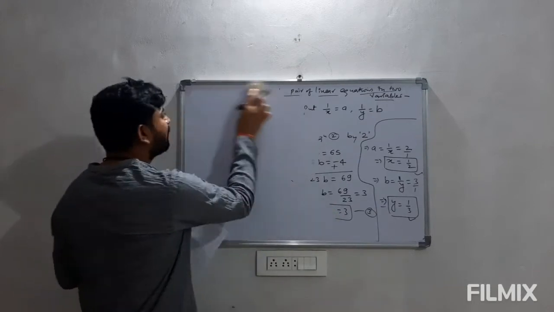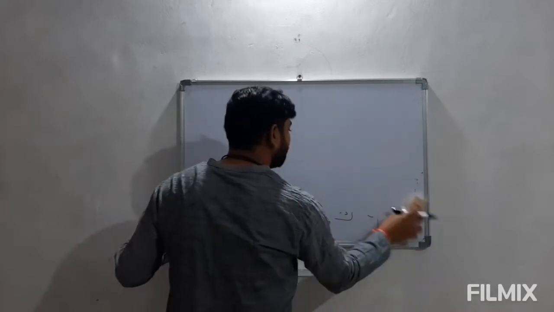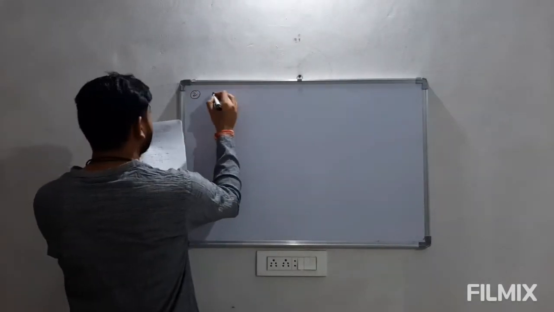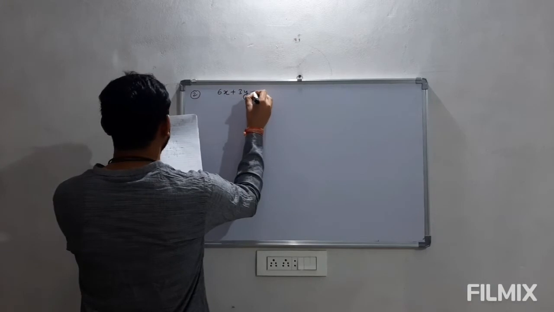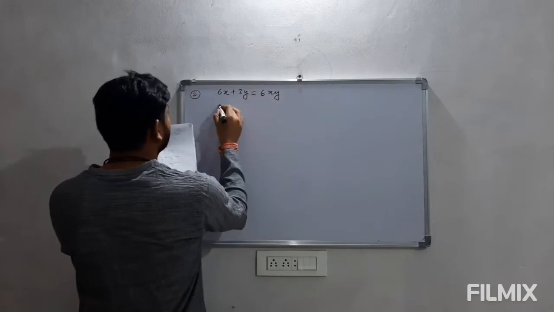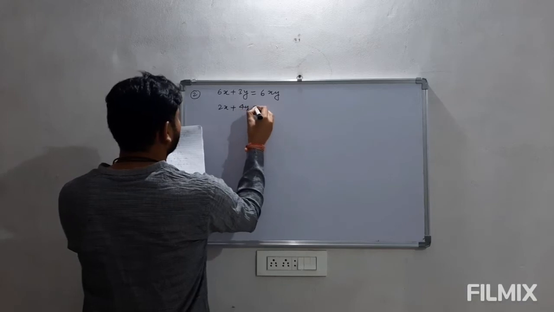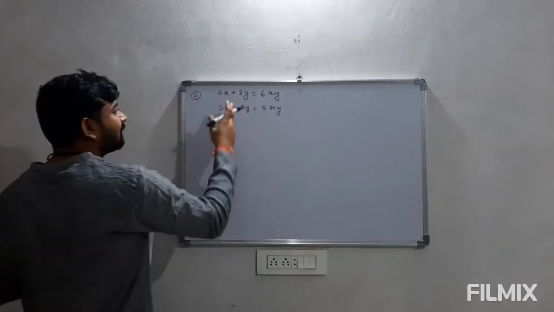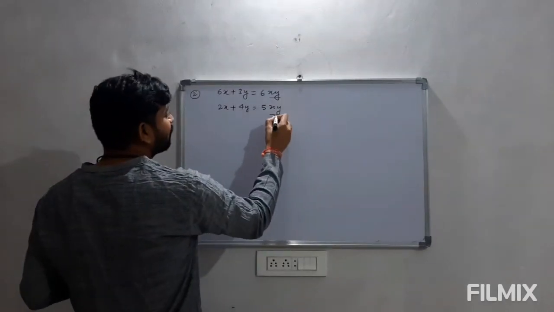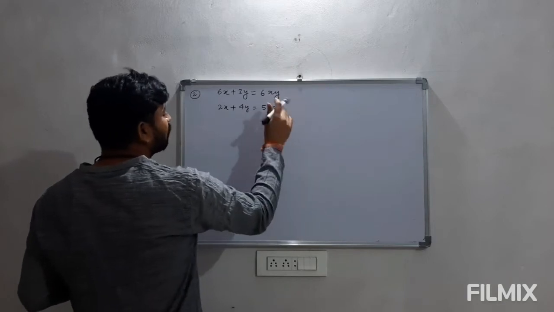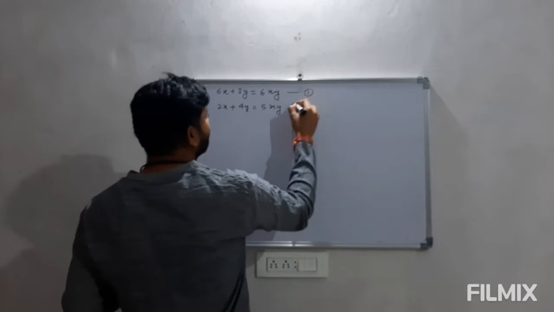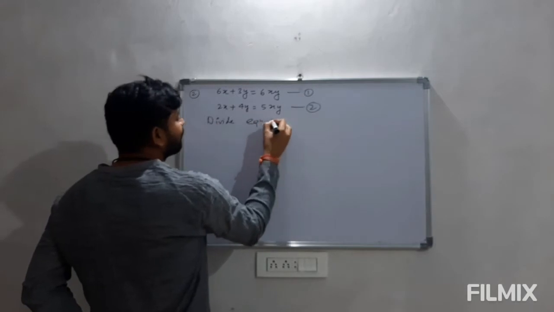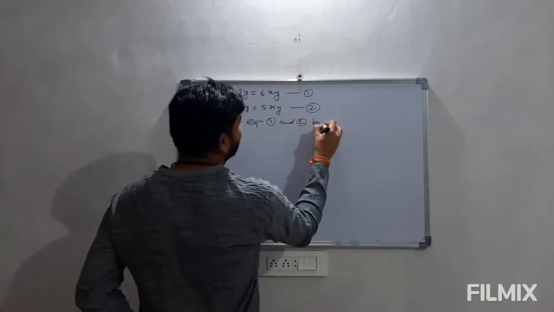Now let me take one more example. Suppose I take this equation, second question I am taking here, 6x plus 3y is equals to 6xy, and 2x plus 4y is equals to 5xy. If I am taking this, what we can do here is, these are not constants here, so we have to remove this xy from this side. So what we can do, we can divide the whole equation 1 and 2 by xy. Divide equation 1 and 2 by xy.